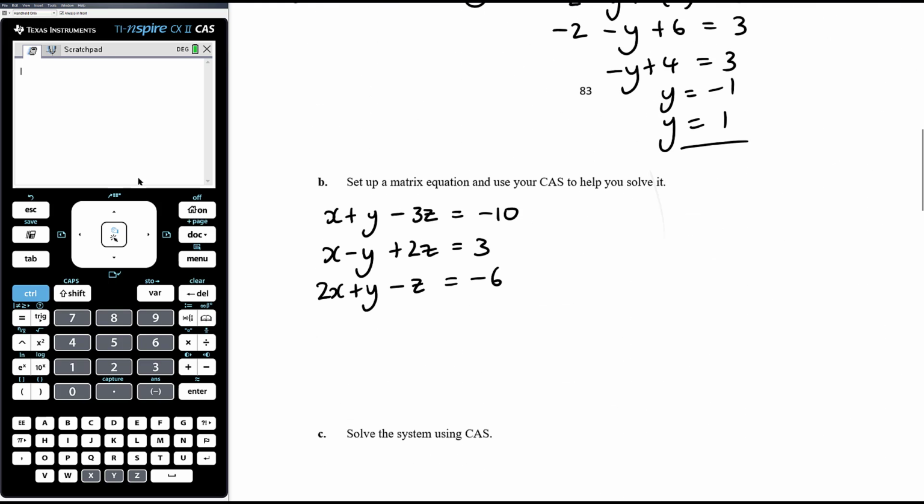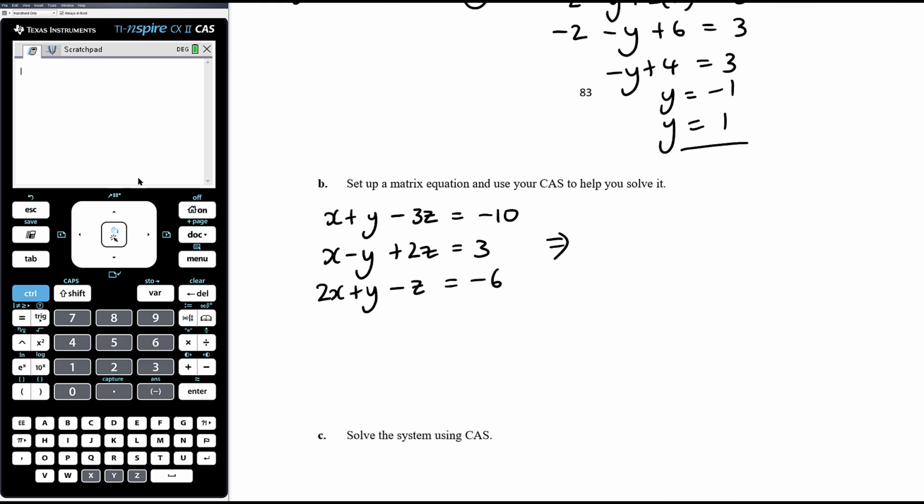Yeah. Okay, so if we convert these into a matrix equation, this time we're going to have a 3 by 3 matrix with all of the coefficients. Again, make sure that you've got your x's and your y's and your z's properly lined up before you make your matrix. So you're going to have 1x, 1y, and negative 3z; 1x, negative 1y, and 2z; 2x, 1y, and negative 1z.